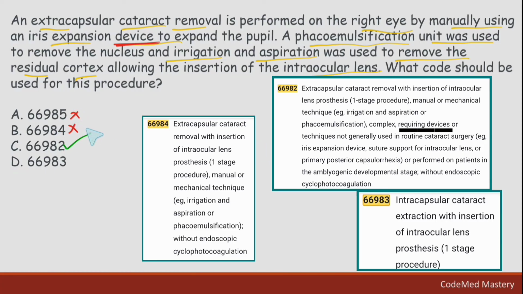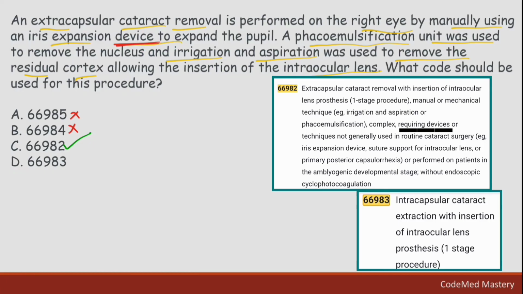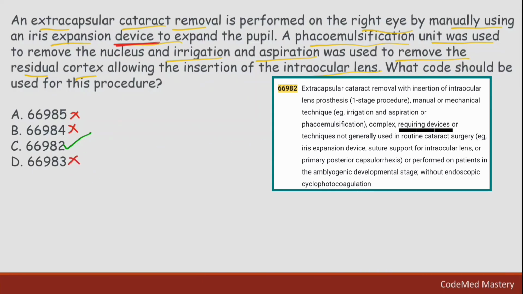You may get confused between the codes 66982 and 66984, right? So the keyword to choose between these codes is iris expansion device. If in the scenario device is mentioned, then you have to use the code 66982. And option D 66983 is wrong because that is for intracapsular cataract extraction. In this scenario, they have mentioned extracapsular cataract removal. Right? So eliminate option D.